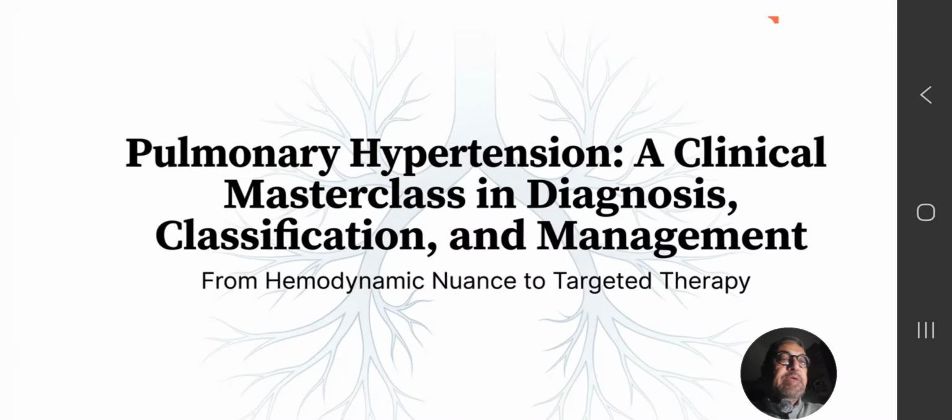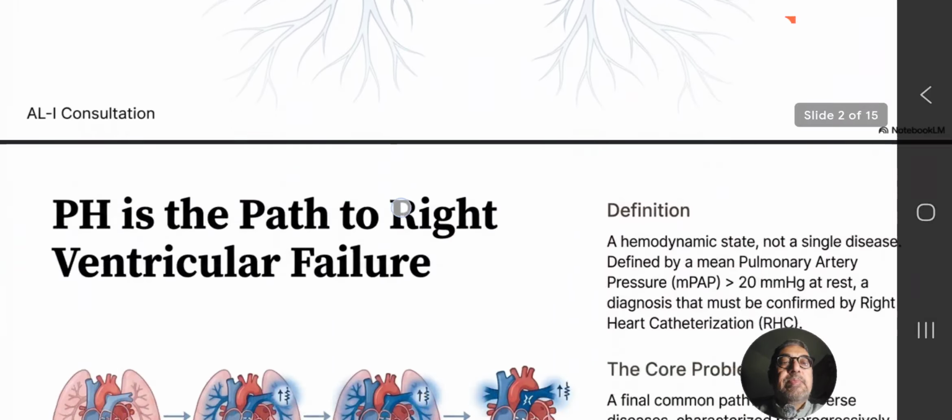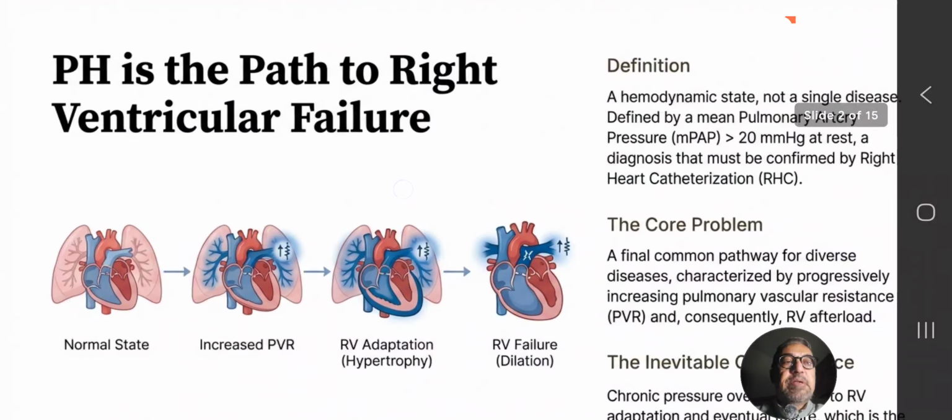Good morning. Today we're discussing pulmonary hypertension. The definition of pulmonary hypertension has evolved. It uses mean pulmonary pressure to diagnose it. A mean pulmonary pressure of greater than 20 millimeters mercury on right heart catheterization is the definition.